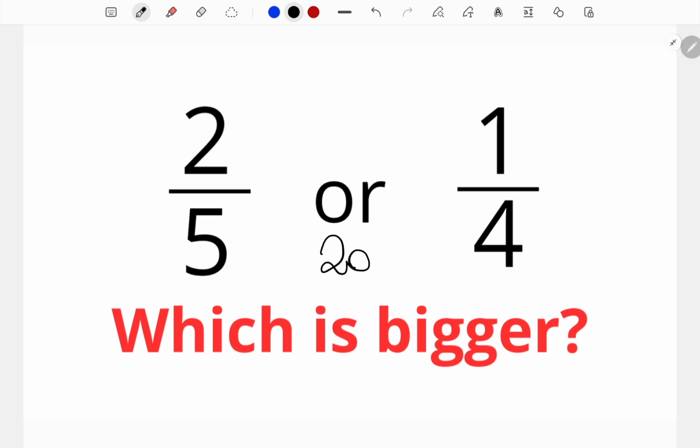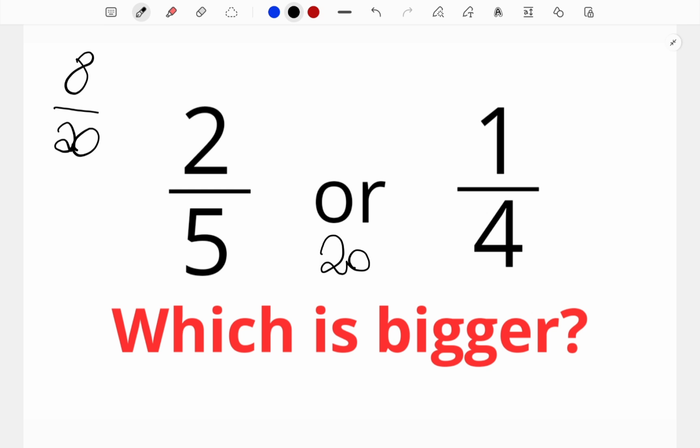Starting with 2/5, to convert, we multiply both the numerator and the denominator by 4. So, 2 times 4 equals 8, and 5 times 4 equals 20. Therefore, 2/5 equals 8/20. Let's now convert 1/4.